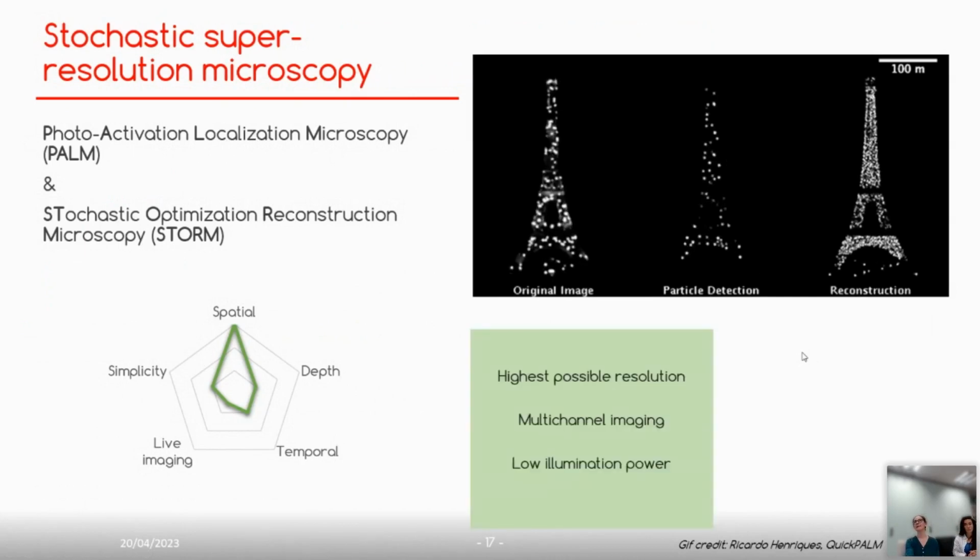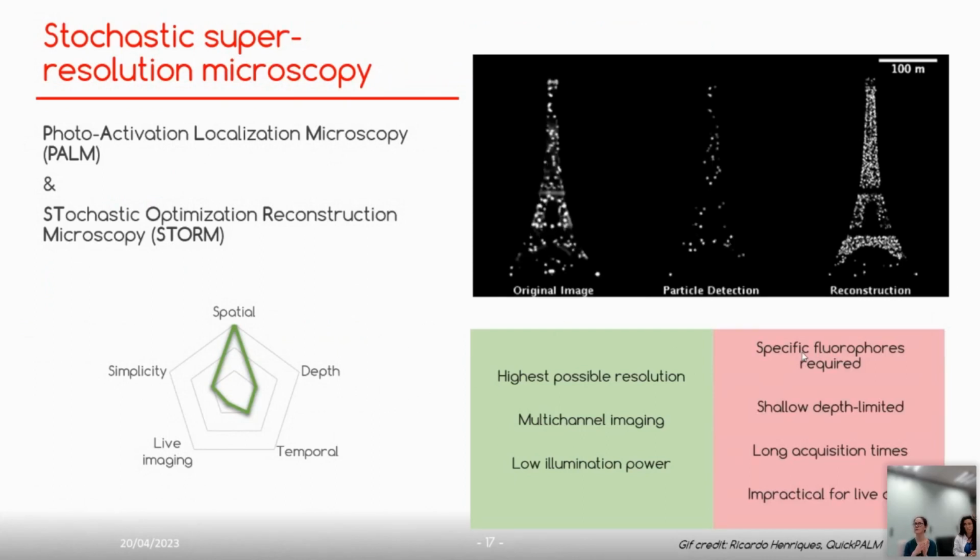This technique gives you the highest possible resolution, and it allows multi-channel imaging with low illumination power, which seems initially very suitable for live imaging. But actually, as you need to multiply the number of acquisitions, it can increase the acquisition times and be non-suitable for live microscopy. It also requires specific fluorophores that you need to implement before and apply to your samples, sometimes very specific buffers that are not compatible with live imaging. And it's again limited in the depth that you can image in your sample.